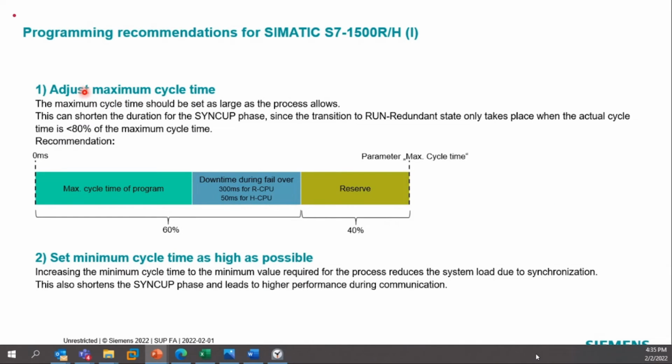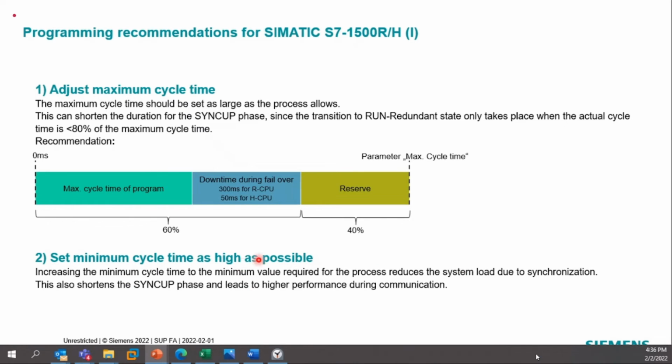The maximum cycle time should be adjusted so that the actual cycle time is less than 80% of the maximum cycle time. It should be like this, because it takes the maximum cycle time of the program, and this is the downtime during the failover, and there is a reserve also. Most of the time you don't need to take care, but this part has to be taken care of.